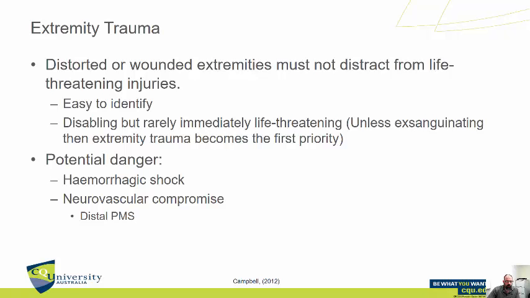So distorted or wounded extremities must not distract from life-threatening injuries, as we've just discussed. Fractures are pretty easy to identify. They may be disabling, but are rarely immediately life-threatening. And once again, unless exsanguinating, the extremity trauma does not become the first priority. The potential danger here is hemorrhagic shock and neurovascular compromise, and make sure that you always check your distal pulses. If you've got a distal pulse, you're good to go. You want to then go ahead and splint, bind as you find.